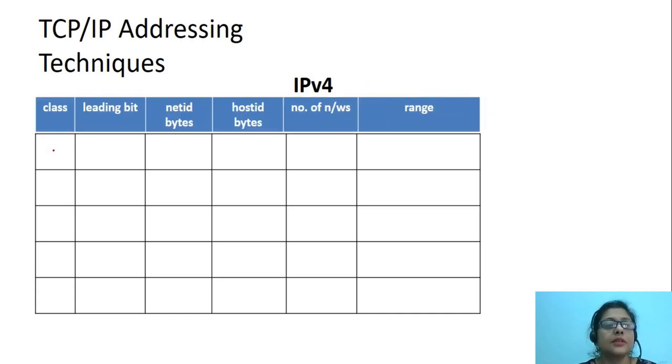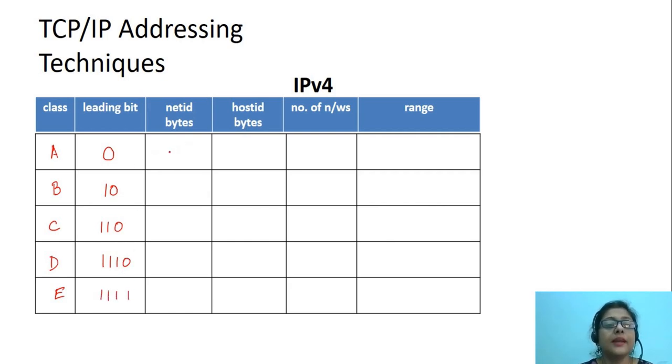There are 5 classes of IP addresses: Class A, Class B, Class C, Class D and Class E. The leading bit of Class A is always 0. The leading bits of Class B are 10. That of C is 110. That of D is 1110. And that of E is 1111.